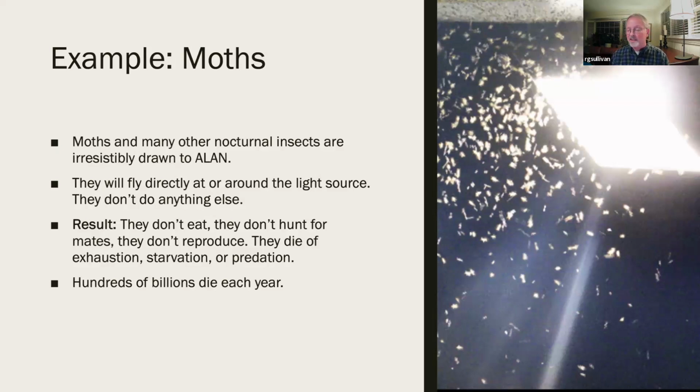And in some cases, they will just die of exhaustion or starvation, or they're an easy mark for predators, which is one reason why you will find a lot of spiders often around lights at night, because they are a species or a type of animal that benefits from the disrupted predator and prey relationship brought about by light.